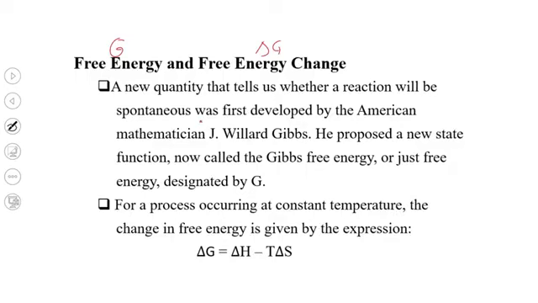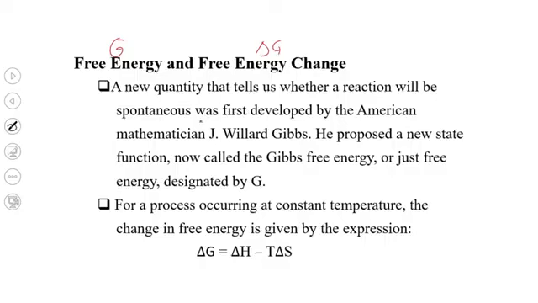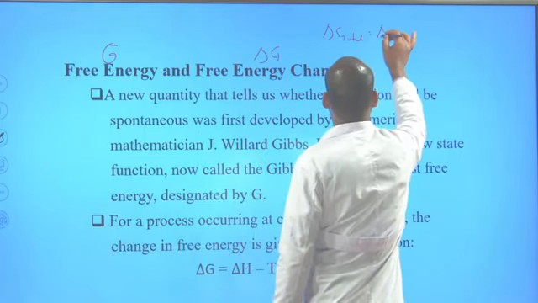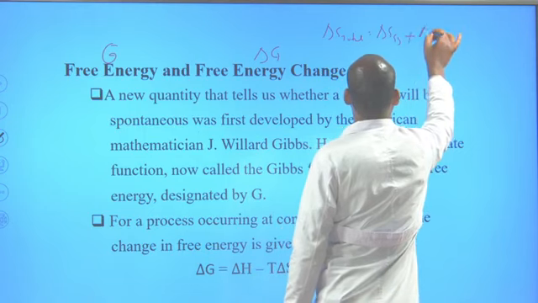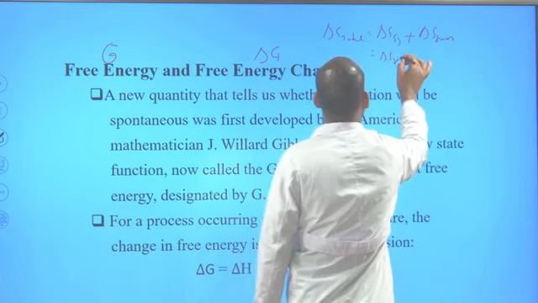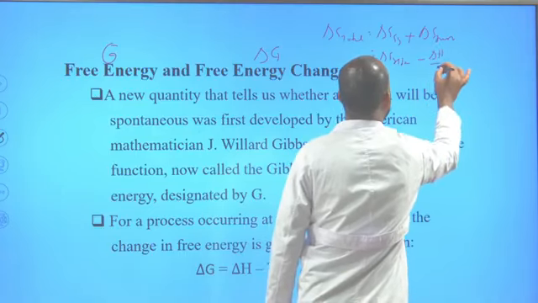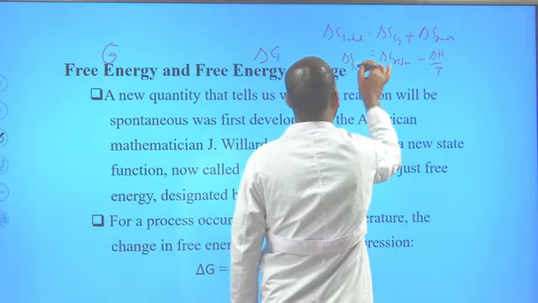The Gibbs free energy change relates enthalpy change and entropy change through this equation: delta G equals delta H minus T times delta S. Note that from the second law of thermodynamics, we have the total entropy change, delta S total, equal to the change in entropy of the system plus the change in entropy of the surroundings, which equals the change in entropy of the system minus delta H divided by temperature.